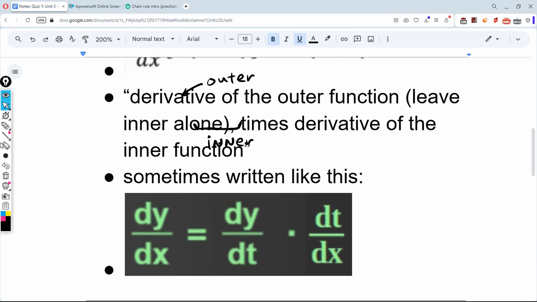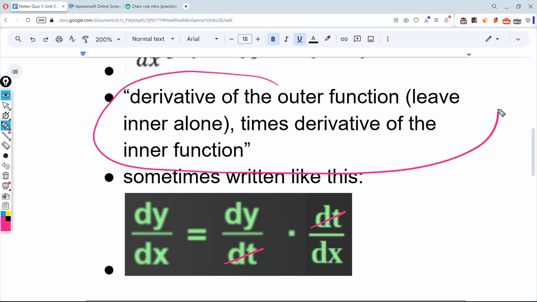Sometimes you might see it written like this. This is basically why the chain rule works. If you want to find the derivative of y with respect to x, that's equivalent to the derivative of y with respect to t times the derivative of t with respect to x. Notice when you multiply these, the dt cancels, and it's the derivative of y with respect to x. Really, this quote right here, I think that's the easiest way to remember it.